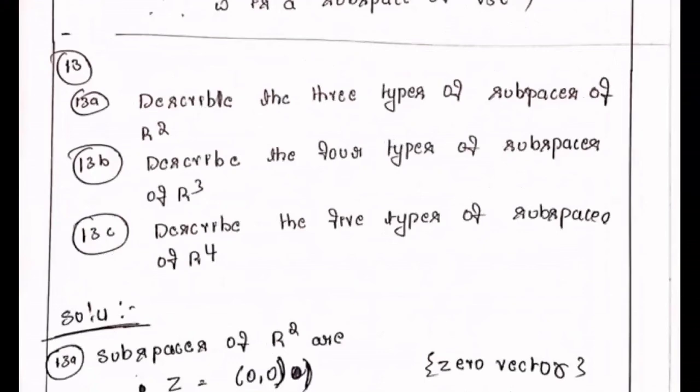And the next and the last question which comes under the subspace is this. This is from the prescribed textbook. Describe the 3 types of subspace of R square. Second question is, describe the 4 types of subspace of R cube. Describe the 5 types of subspace of R to the power 4. Only to give an idea what is the meaning of a subspace, this question is chosen.